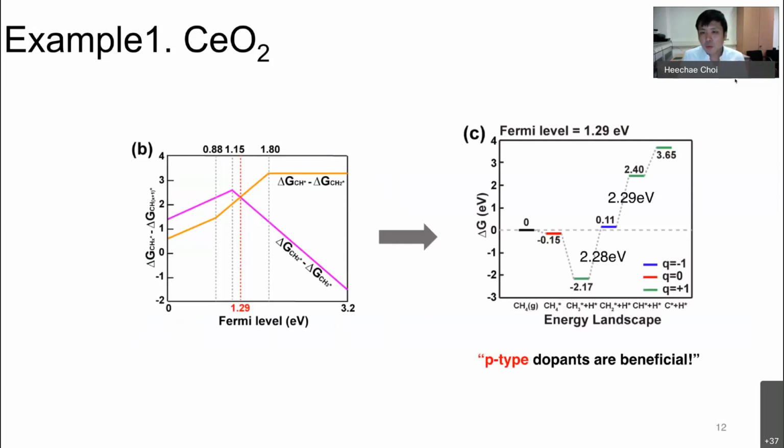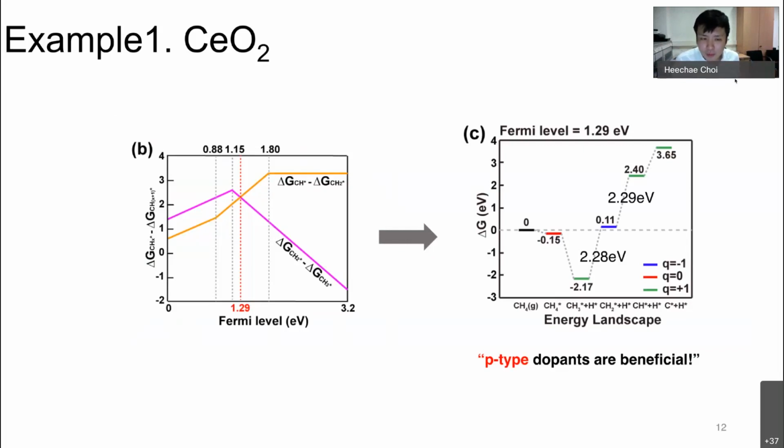And with the Fermi level at 1.29 electron volts, the energy landscape for its catalytic reaction steps looks like this, and its energy uphill is 2.28 or 2.29 electron volt, and this is the best situation. Otherwise, when the CeO2 is in an n-type state, its energy uphill becomes a much higher value, 4 or 5 electron volts.